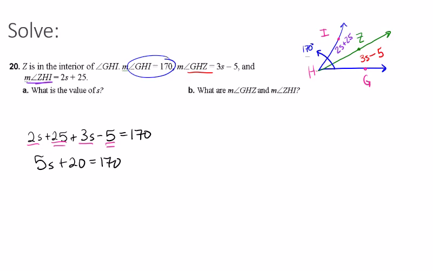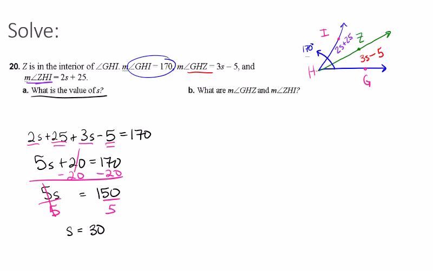So now we can subtract 20 from both sides. We get 5s equals 150. And then we can divide by 5. And we get s equals 30. All right, so what is the value of s? S equals 30, right? All right, and then part B says, what are the measures of GHZ and ZHI, right?